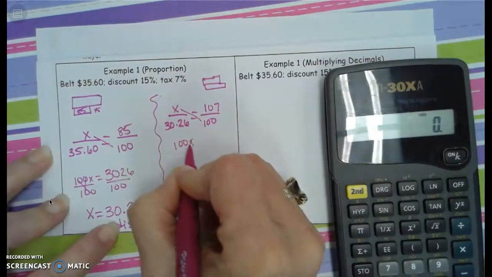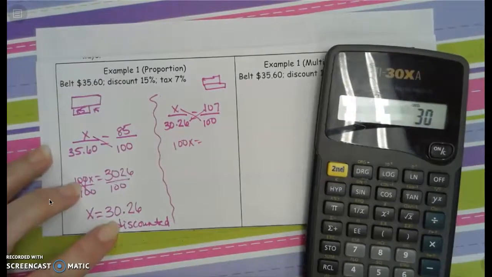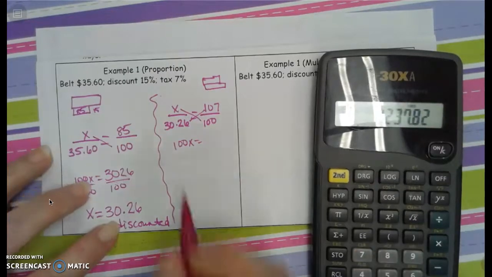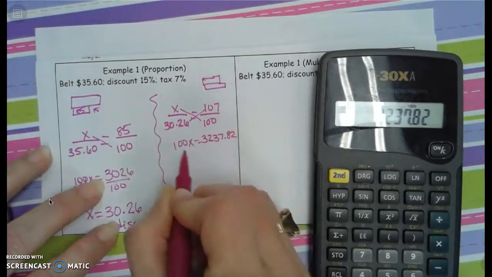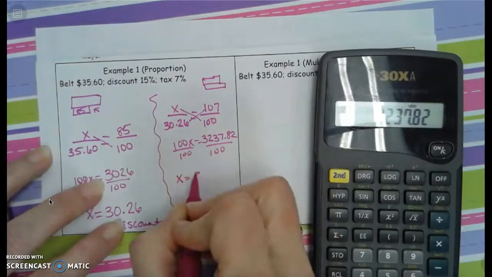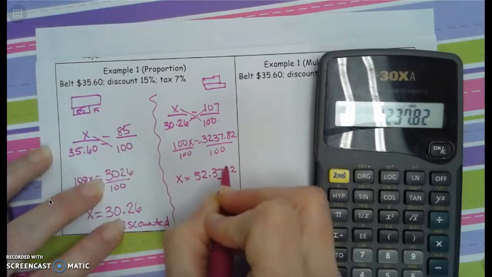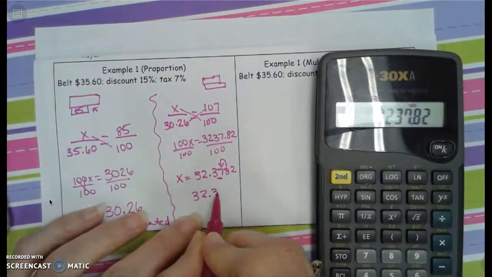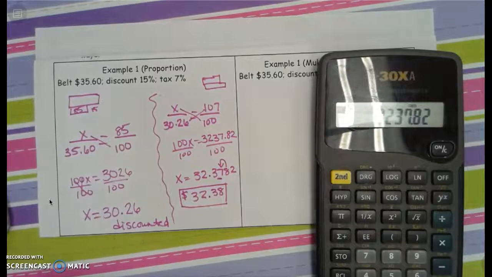So 100x equals, we do $30.26 times 107. And that gives us 3237.82. We're going to divide both sides by 100. And we get 32.3782, which remember money has two decimal places. So that's going to be $32.38. That's going to be our price including tax. So that's one way to do it.